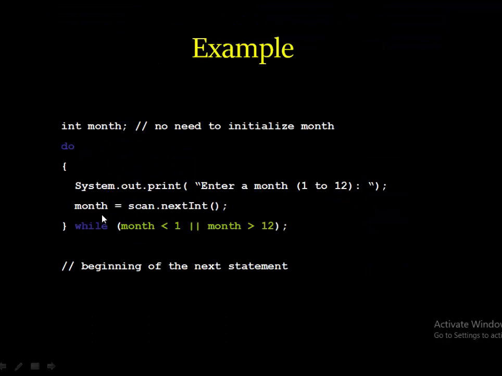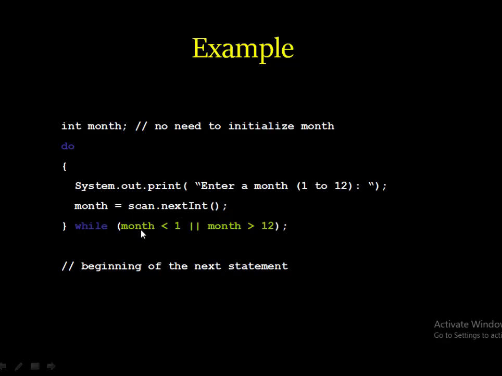Okay, this is a simple, rough example of a do while loop. Here there is a do, and after that there is one statement in the body of the loop, a printing statement: enter the month from 1 to 12. Then month is equal to scan.nextInt, which means enter the value through the keyboard.